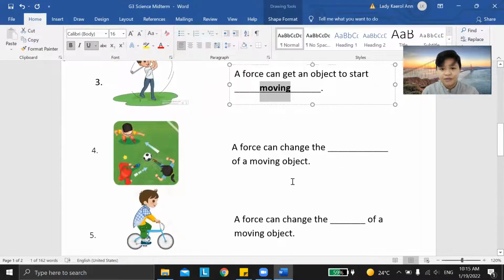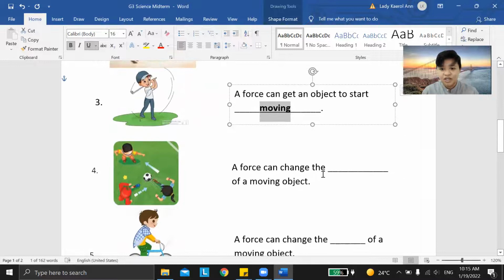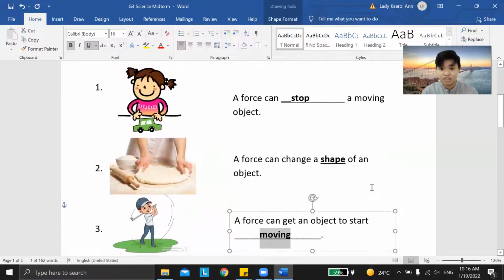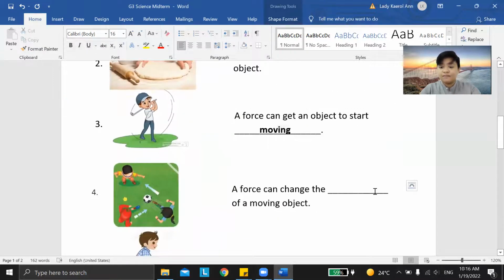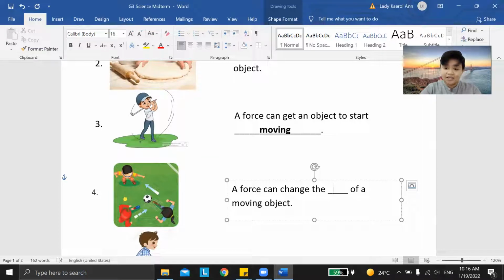Number four, a force can change the blank of a moving object. Based from the picture, you will see three people playing football. And of course, when you maneuver or when you control the ball, you can change its direction. So for number four, the answer is direction.